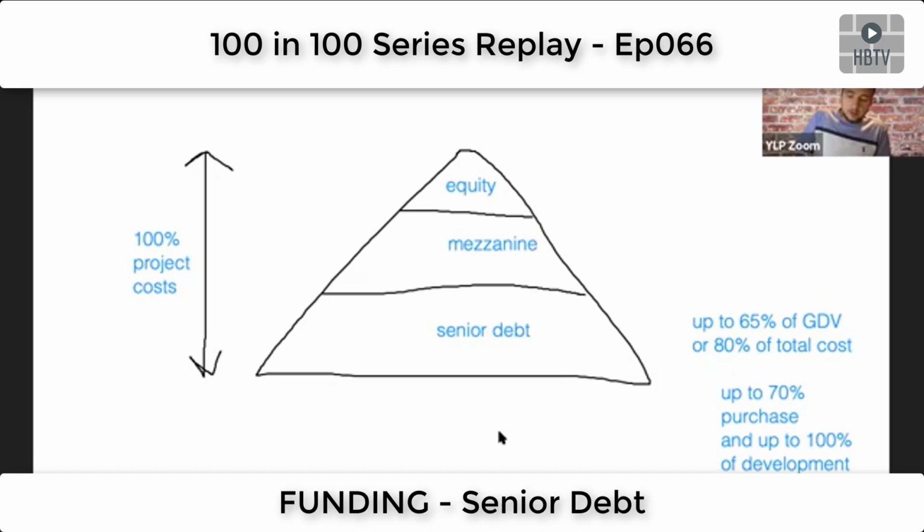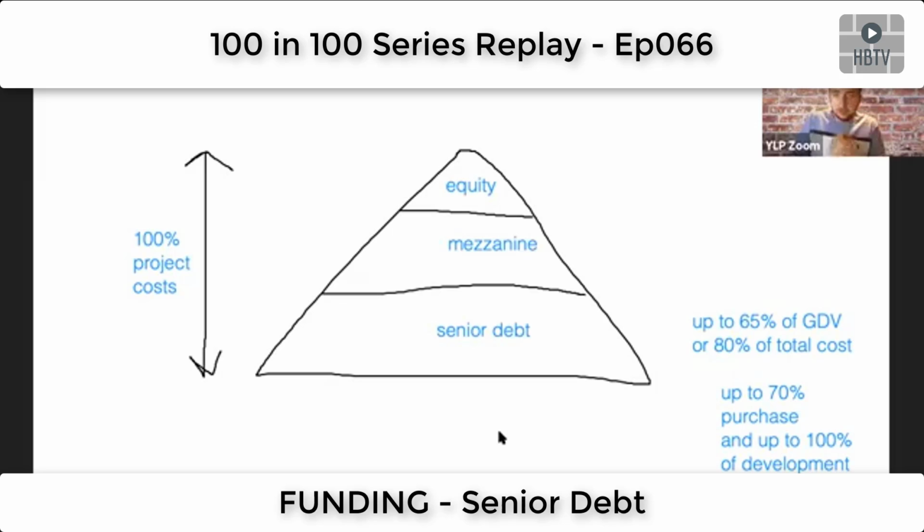Now, typically, the cost of capital for senior debt can range quite a bit, and the ranges will often depend on obviously where you're getting it from, your relationship and track record potentially with that lender, but also your experience as well. So a good kind of range if you're looking at it is probably between 5 and 15% per annum on a return.